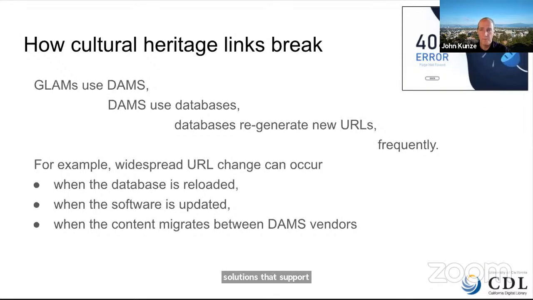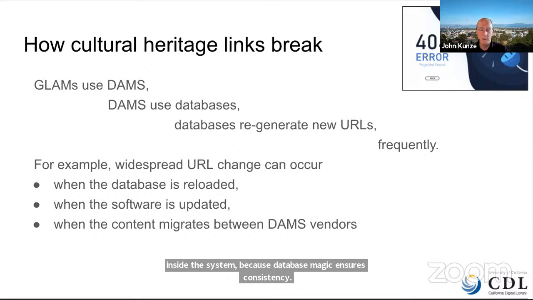How did things get so bad? Well, GLAM institutions, that stands for galleries, libraries, archives, and museums, keep precious objects in DAMs, which stands for digital asset management systems. Like most object or content management systems these days, DAMs use database-generated object links, and these are exposed and used as URLs. These URLs change regularly, up to several times a year. That happens not because of unusual events, but because of ordinary maintenance and migration activities, such as when the database is reloaded, when the software is updated, or when the content migrates between different vendor systems. Changes can be widespread, breaking all system links at once. It's not a problem when viewing objects purely from inside the system because database magic ensures consistency. The problem comes from using those links from the outside and over time.